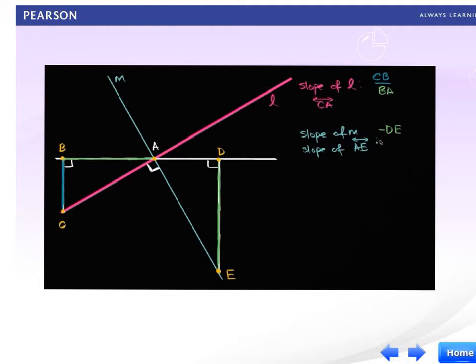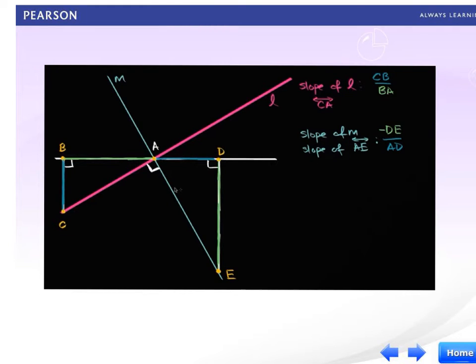And what is our change in x? As we go from A to E, our change in x is going to be the length of segment AD. So our slope of M is going to be negative DE, the negative of this length because we're dropping by that much, over segment AD. So some of you might already be quite inspired by what we've already written, because now we just have to establish that these two triangles, triangle CBA and triangle ADE, are similar, and then we're going to be able to show that these are the negative reciprocal of each other.